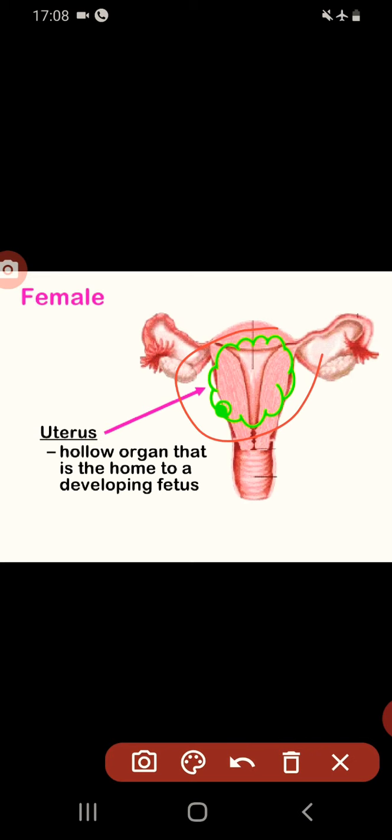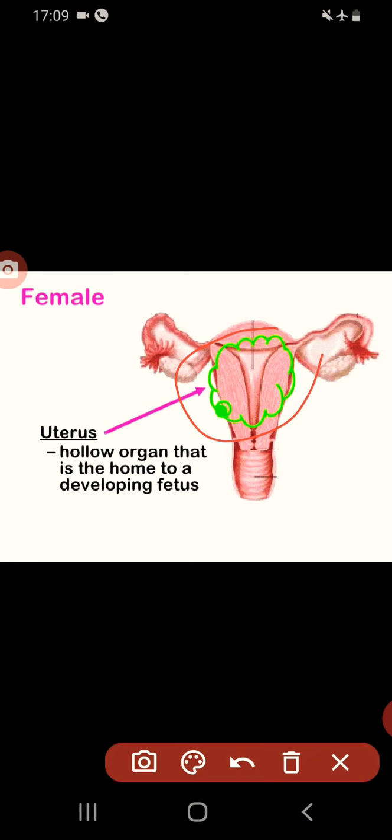It is a muscular structure. If fertilization takes place, then the embryo gets attached to the walls of the uterus and grows in the uterus until the birth. It means the further development of the embryo, where does that development take place?